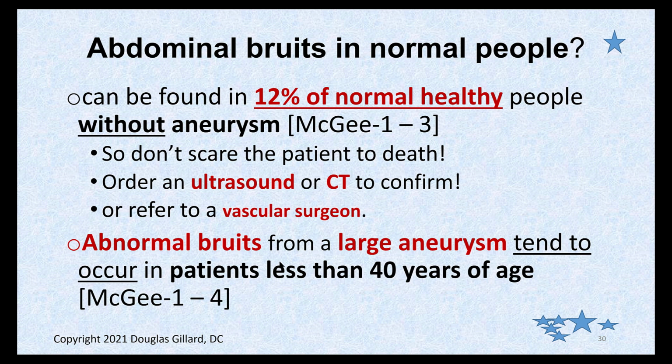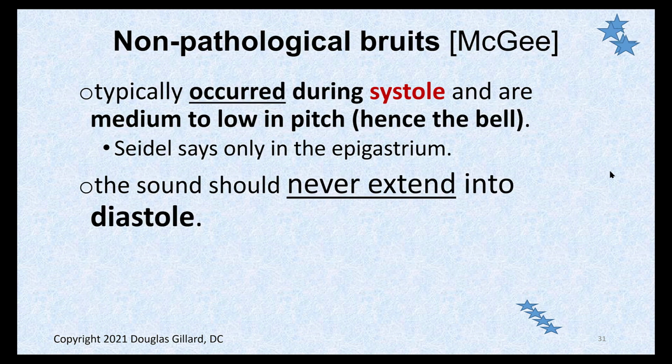Abnormal bruits from large aneurysms tend to occur in younger people under the age of 40. So that's kind of, you think everything's older people, but not that case. These non-pathological bruits also occur in systole. They should never go into diastole.